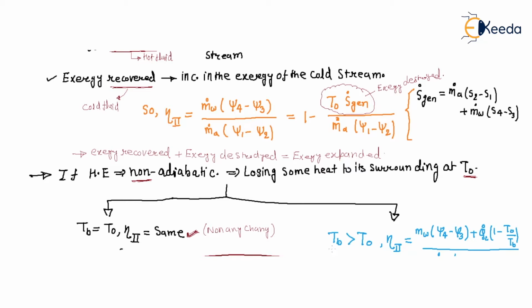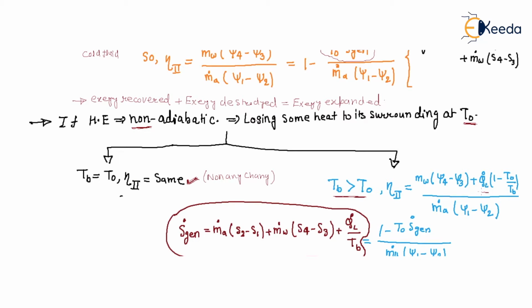But if the boundary temperature is greater than the surrounding temperature, it loses heat. Then the exergy of the lost heat at the boundary should be included in the recovery exergy. So this is your recovery, we include the recovery exergy, and this is loss. If you put this value, this is your entropy generation, that means this is exergy destroyed divided by this, but the formula is changed.